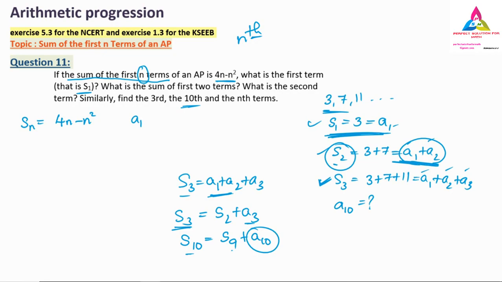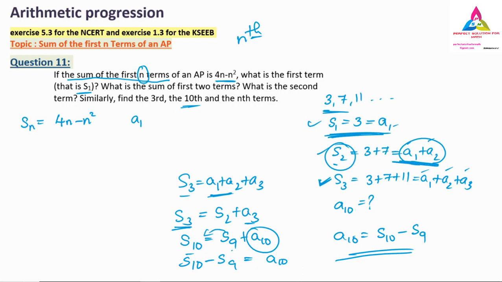Now they have told you to find A10, so I will write down that A10 here only, and this S10 also here only. But this S9 I will shift, so it will be minus S9, equal to A10. So A10 is nothing but the sum of the first 10 terms minus the sum of the first 9 terms. Like this way we have to find A10.